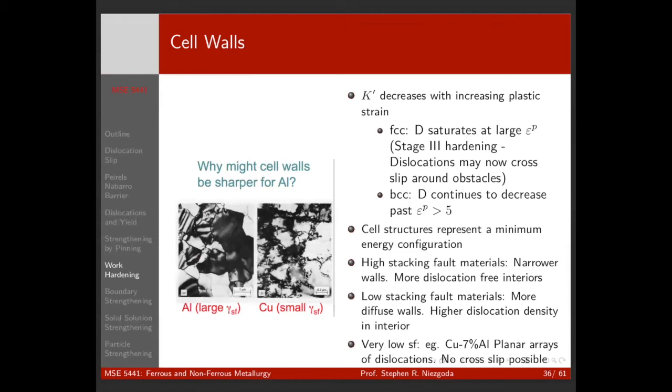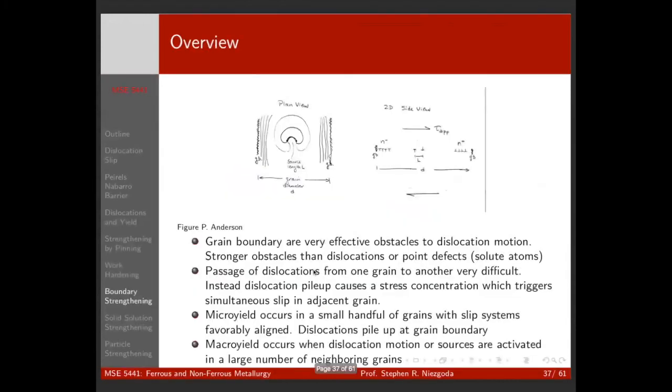But what we can say, again, is that stacking fault comes into play. The higher the stacking fault, the more tightly these cell walls are formed, right? And the lower the stacking fault, the more diffuse the cell walls tend to be, and you get a little bit higher dislocation density in the material. Okay.